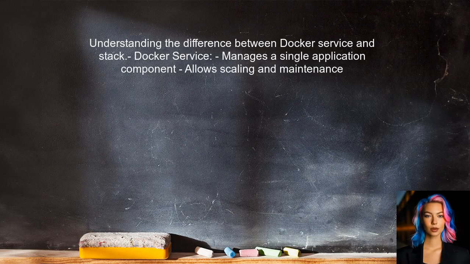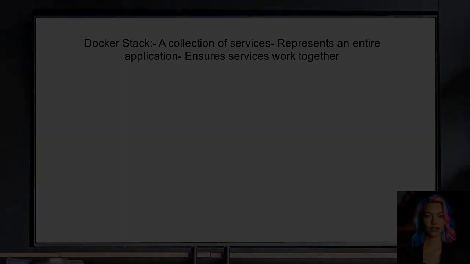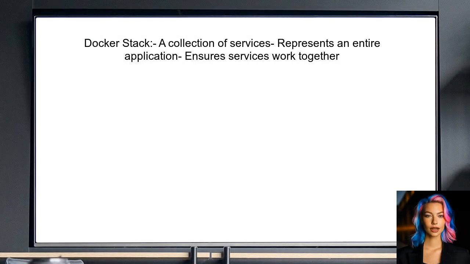To begin understanding the difference between Docker service and stack, the user should know that a Docker service is a way to manage a single application component. It allows the user to scale and maintain that component easily. On the other hand, a Docker stack is a collection of services that make up an entire application. The user can think of it as a way to deploy multiple services together, ensuring they work in harmony.